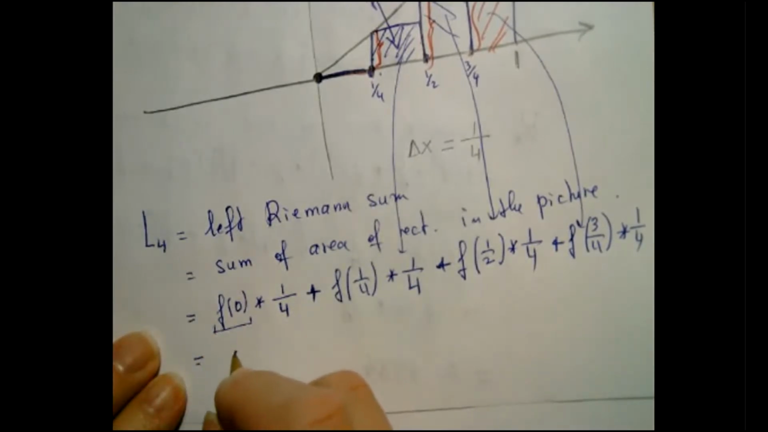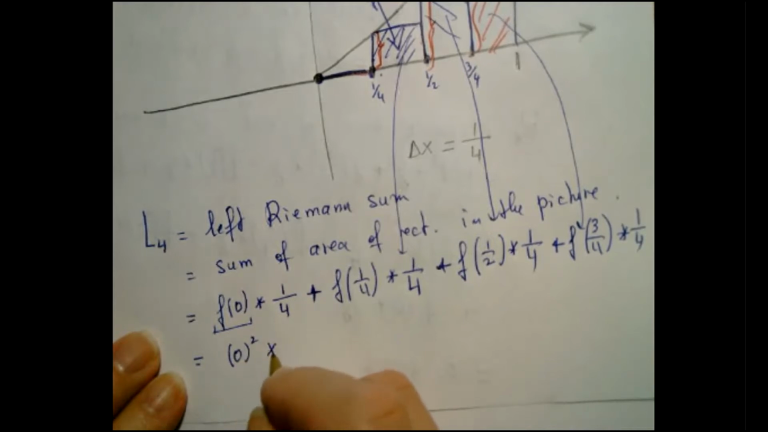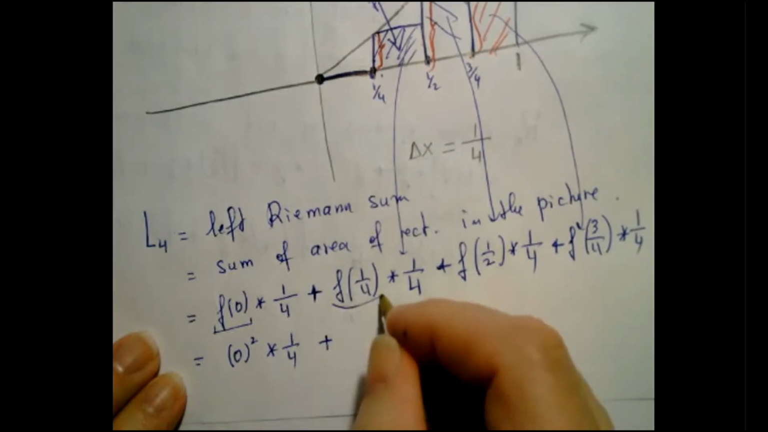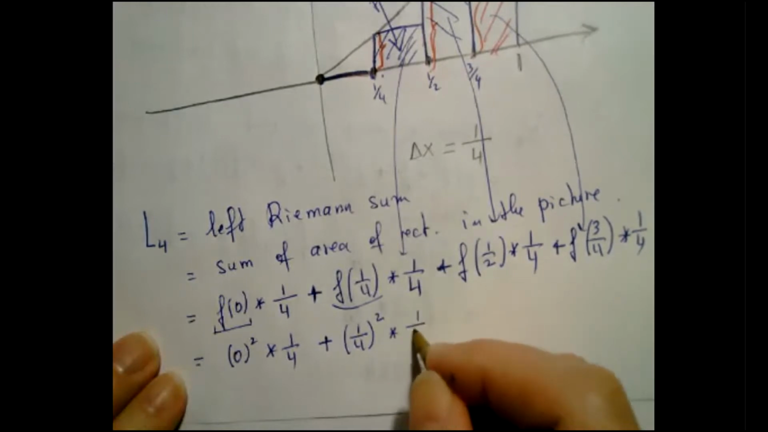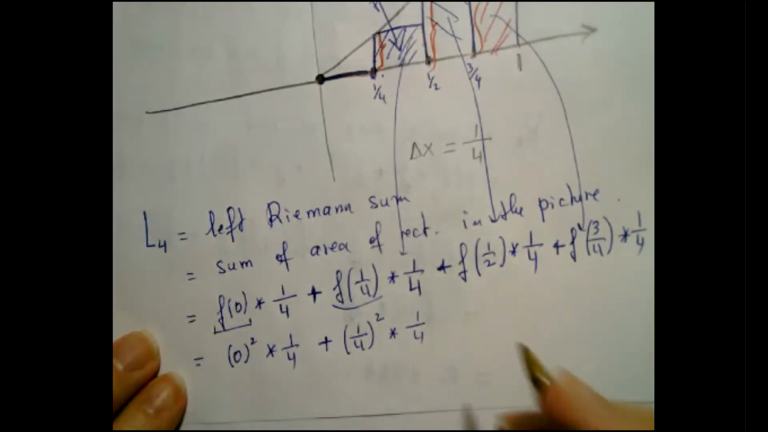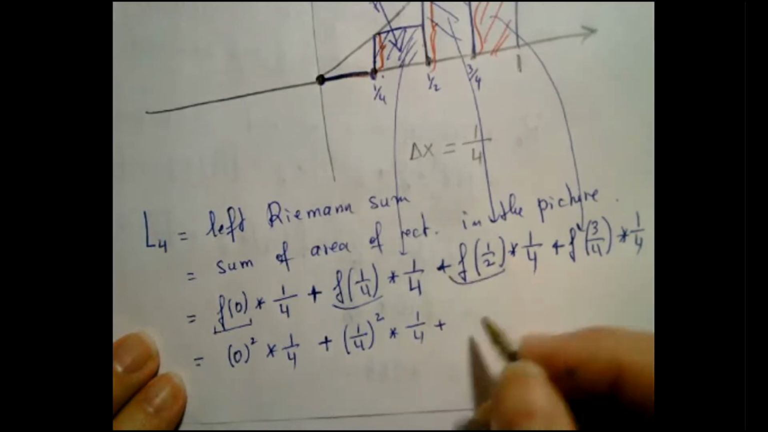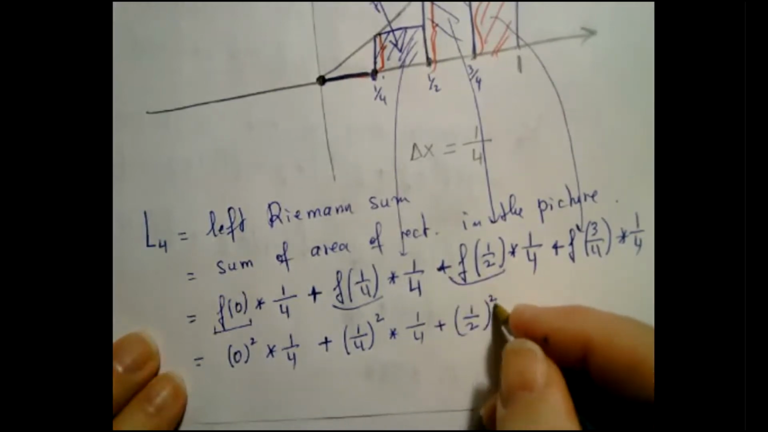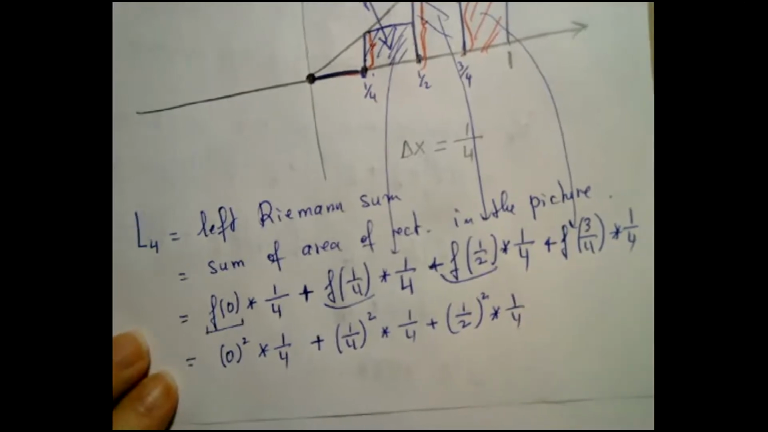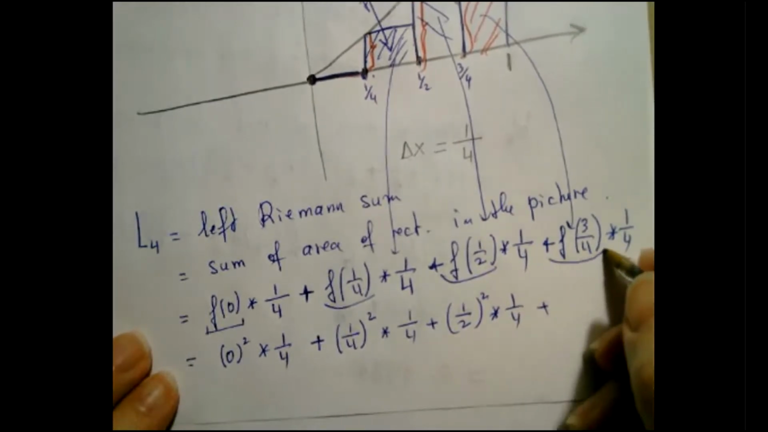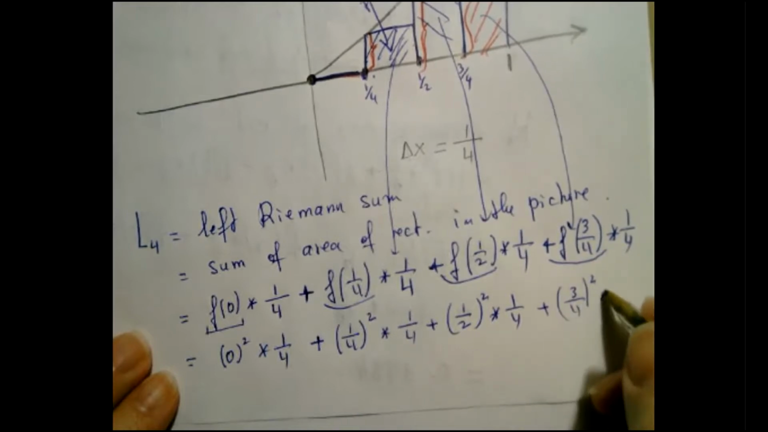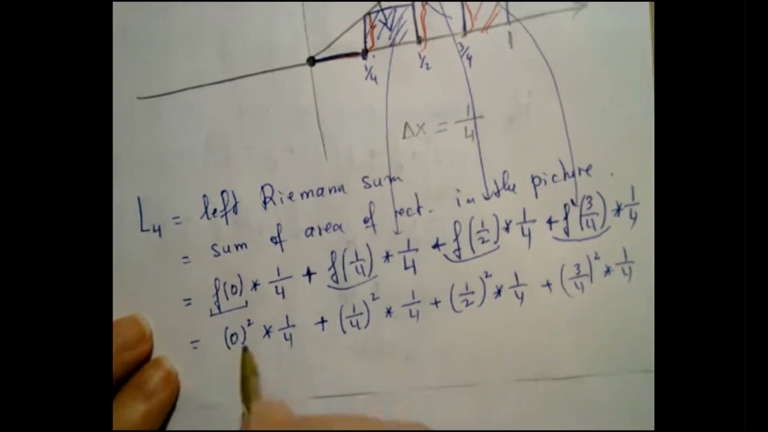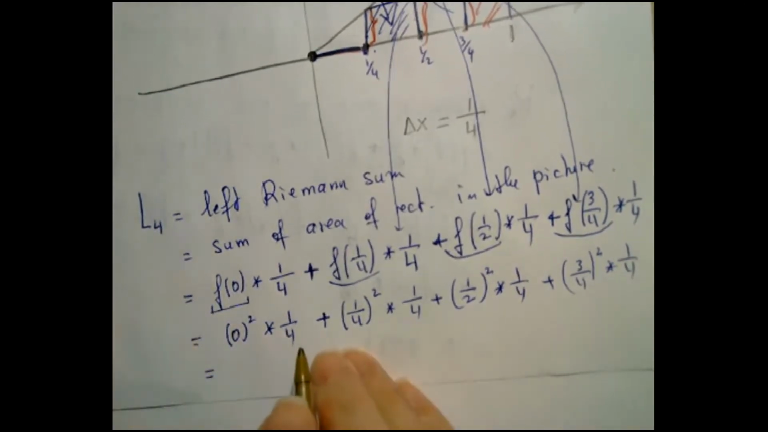F of 0 is 0 squared times 1 over 4, plus this one is 1 over 4 squared, because that's my output, times 1 over 4, plus this one is 1/2 squared, times 1 over 4. So it's the same idea. It's absolutely the same idea, but we're changing the point that we're using for the height. And this is 3 over 4 times 1 over 4. Now, again, we're going to add those.